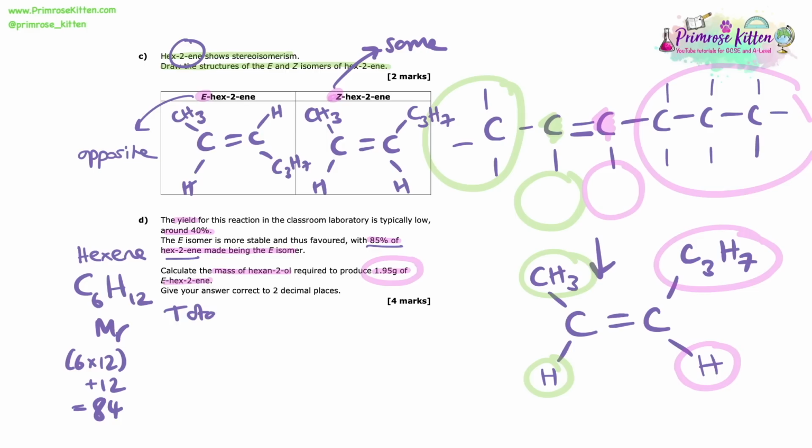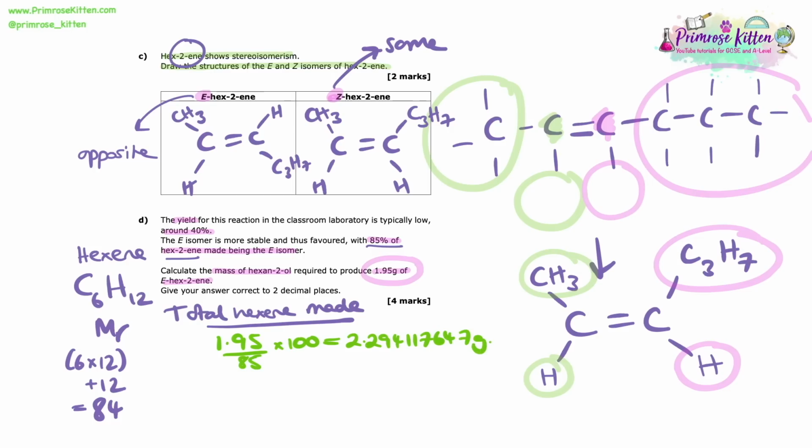However, we need to make 1.95 grams of E-hexene. We need to know how much in total hexene we need to aim to make. And as 85% is going to be that 1.95 grams, we need to find out what 100% would be. The way to do that would be to take that 1.95, divide it by 85 to get 1%, and then multiply it up by 100 to get that 100%, that original amount that we need to aim to get. So here I get 2.29 and a load of decimal places.